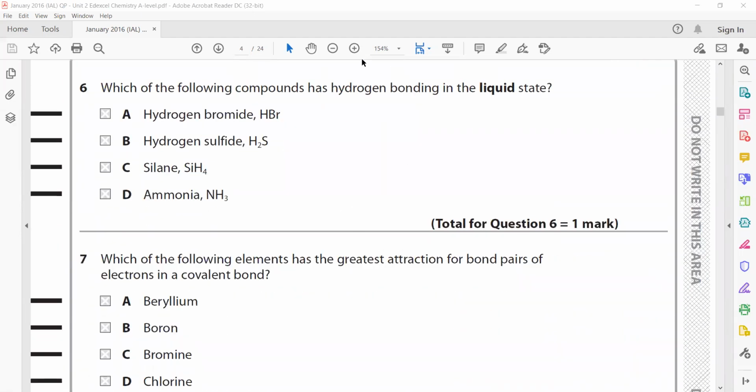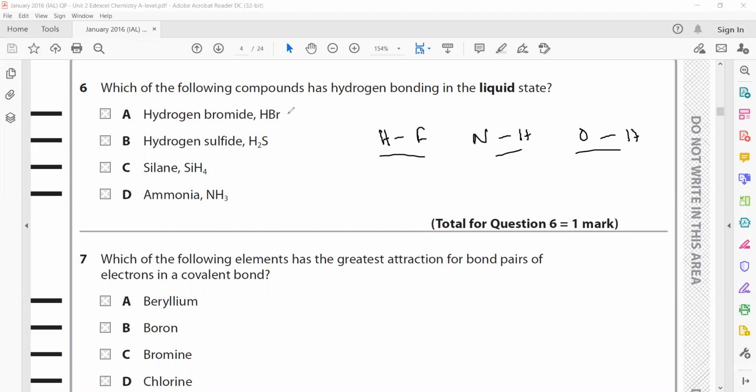Which of the following compounds has hydrogen bonding in a liquid state? Hydrogen bonding occurs when hydrogen is bonded with the most electronegative elements such as fluorine, nitrogen, and oxygen. Only these 3 elements, when hydrogen is directly bonded and there is a lone pair on these elements, will give a hydrogen bond.